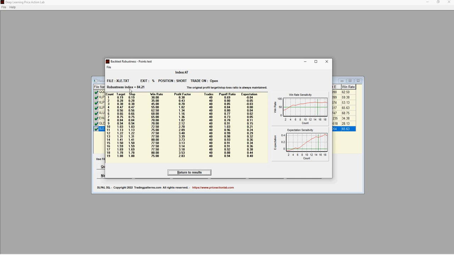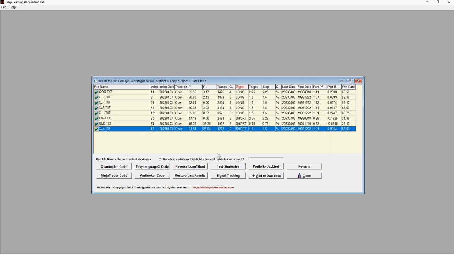The robustness index we calculate is 84.21. Usually we like this to be higher than 90, but for a short anomaly this is usually good, and we believe that this anomaly may have potential.